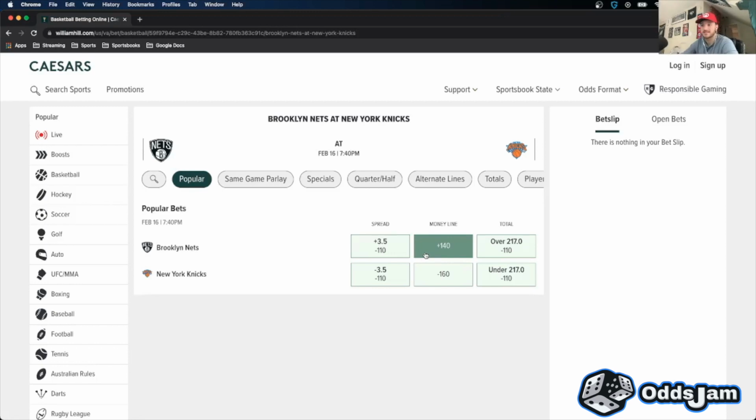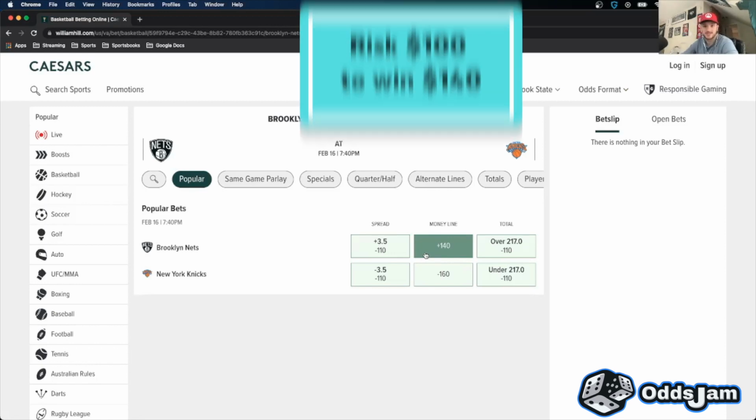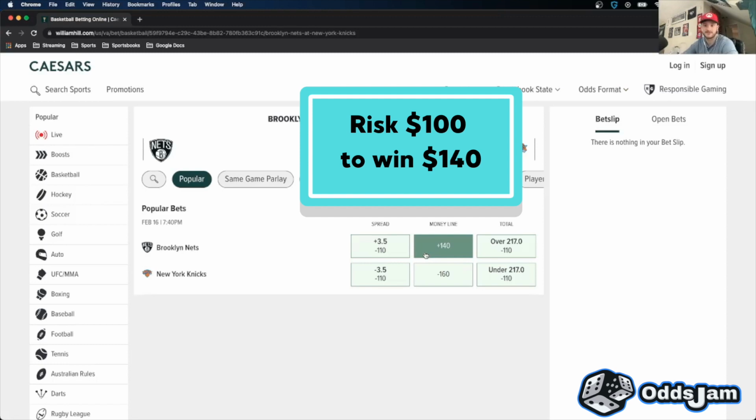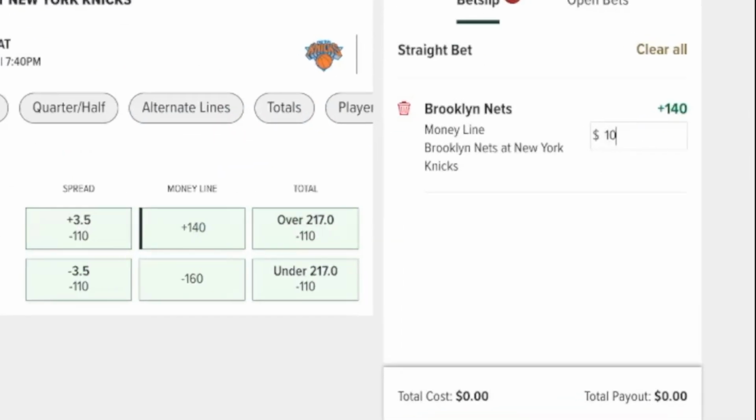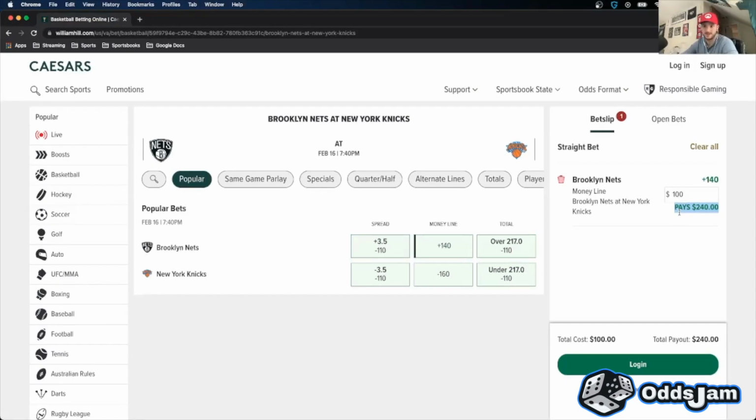So in this case, for the Nets, if I risk $100, I would profit $140. Adding the $100 to my risk, as you can see, the payout is now $240. So the quick thing we've learned here is that it is more profitable to bet on underdogs because the payout is higher. Obviously, the risk there is that they have a lower likelihood of winning.